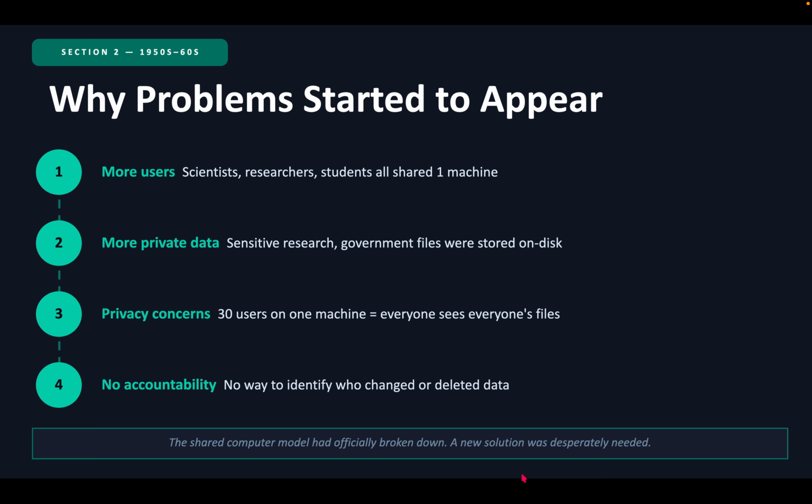For example, if there were 30 users on the same machine, each person could see and modify everyone else's files. So there was no way to protect private data, identify the users, restrict access to a particular user only, prevent data leaks, or track the actions of the user. This became a huge problem in universities, labs, and government facilities as well.